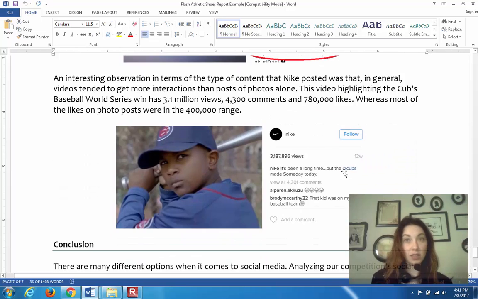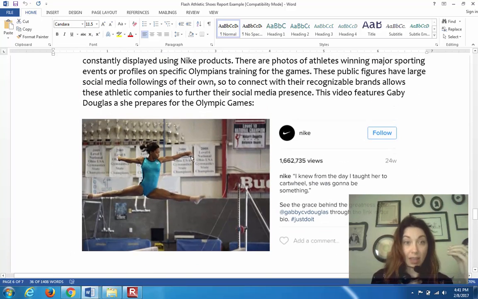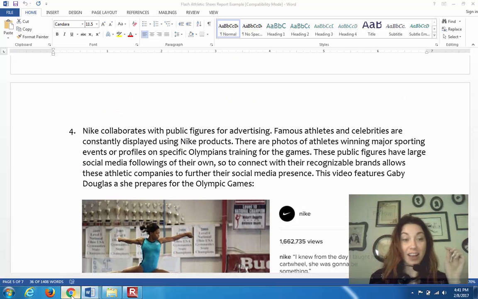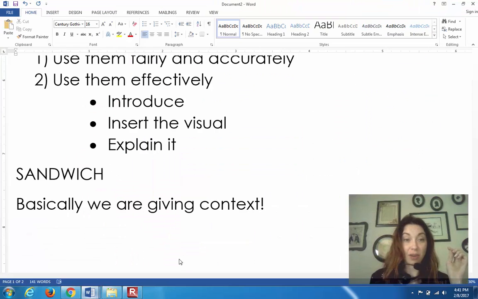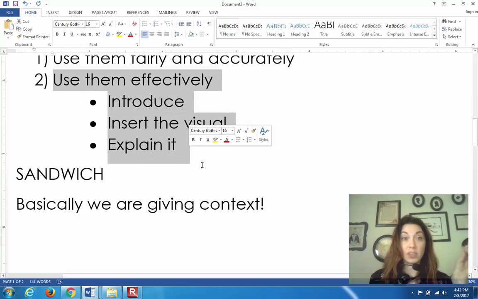Okay? And that's what this person does in the report over and over again. The visuals are integrated into the text. That's one of the main things that I am trying to get you guys to do in this report. So if you are not doing that 3-step process, you're not going to be able to get the perfect score that you want on this report. You have to use your visuals effectively.